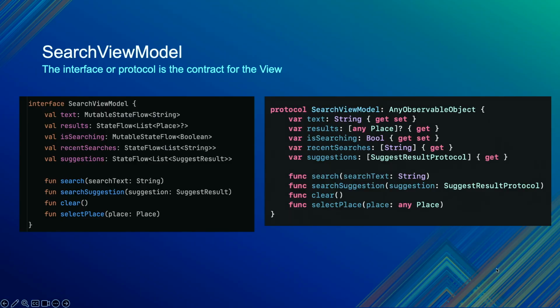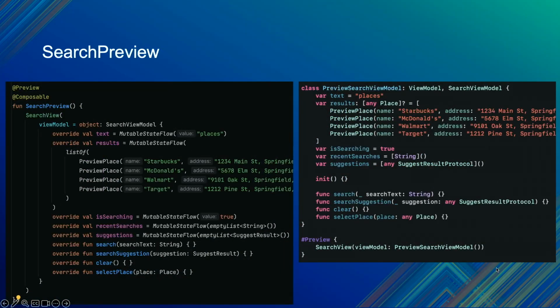And what that allows us to do is, for previews, create, in the case of Kotlin, an object. In Swift, it's a class. But we basically create a preview view model, and they just have simple values that the view can bind to. So you seed the view with stuff that's going to look right so that you can start playing around with it and get the layout exactly the way you want it. In this case, we're going to set search text to be places, and we're going to have some preview places that show what places on the map might look like. So it's a pretty handy way to get around that problem.